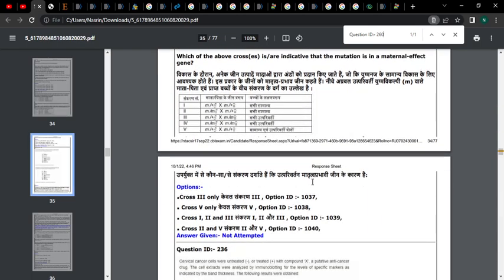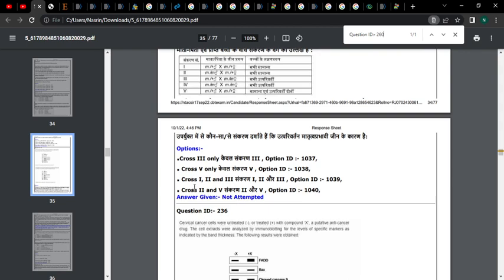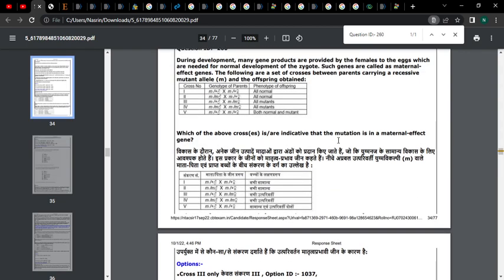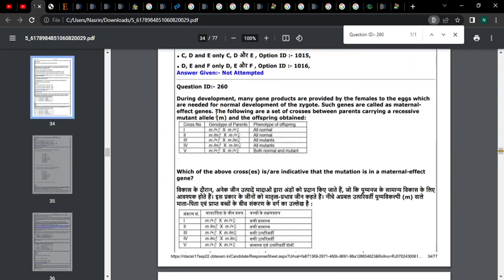Here what they say is that only cross 5 is wrong. During development, many gene products are provided by the female to the egg, which are needed for the normal development of the zygote. Such genes are called maternal effect genes. The following set of crosses has been made between a parent carrying a recessive mutant allele and the offspring, and they are asking which of the above crosses is indicative that a mutation is a maternal effect gene.